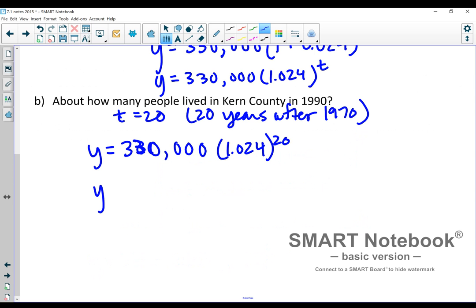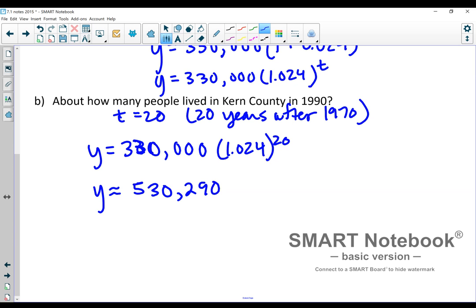And because we're looking at population, we should round this to the nearest whole person. So that would be, and on your calculator, you're going to have to do your exponent part first and then multiply by 330,000. So you should have about 530,290.